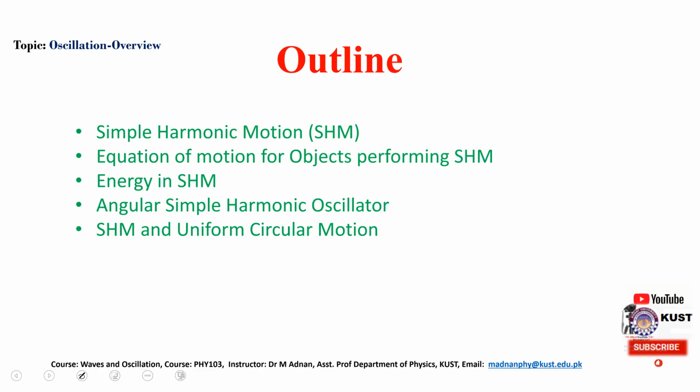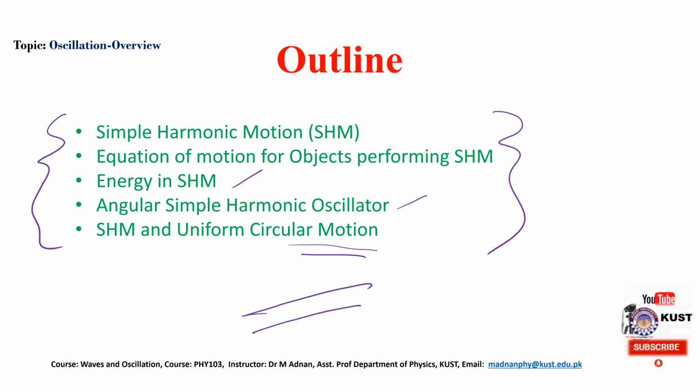Up till now, in this course, we have discussed simple harmonic motion and its mathematical description, the energy in simple harmonic motion, and then some of the angular forms of the harmonic oscillator. And lastly, we have reviewed uniform circular motion and obtained a simple harmonic-like solution. In this presentation, I will review these topics.